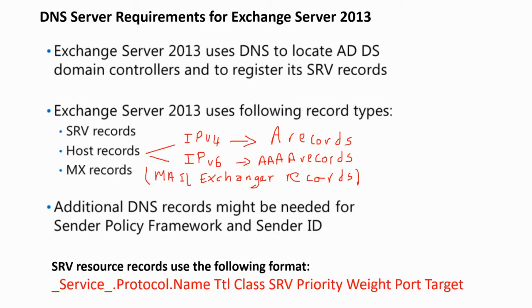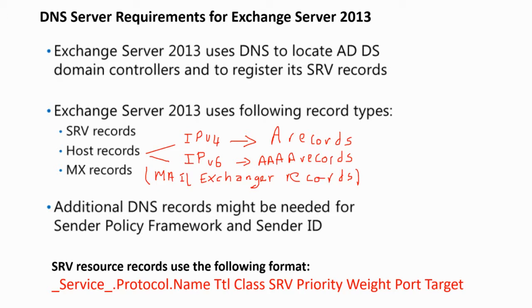So we can assign a preference value for the mail exchanger, unless the server is not available. If it is not available, you cannot access it. So this is for the second part for Exchange server.